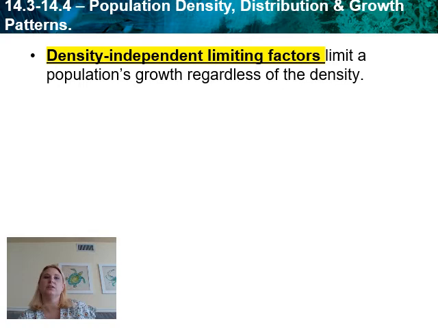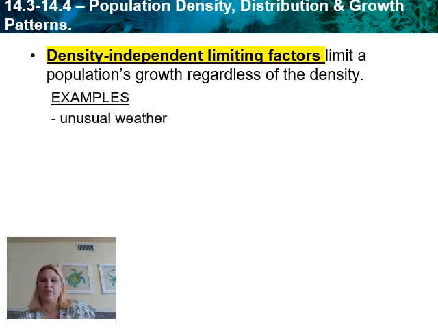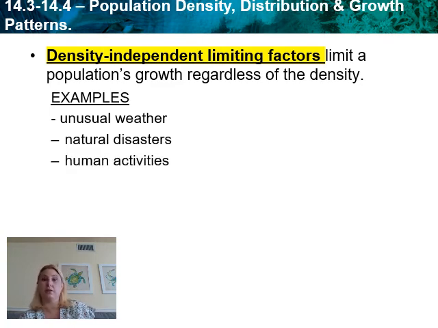Density-independent limiting factors limit the population's growth regardless of the density. Examples are unusual weather, natural disasters like fires, hurricanes, floods, and then human activities, like if we take out a whole rainforest, we're going to wipe out all of those organisms that live there. Or even like we want to build a parking lot, we take away all those areas where previous organisms were living, and obviously that's going to affect them.